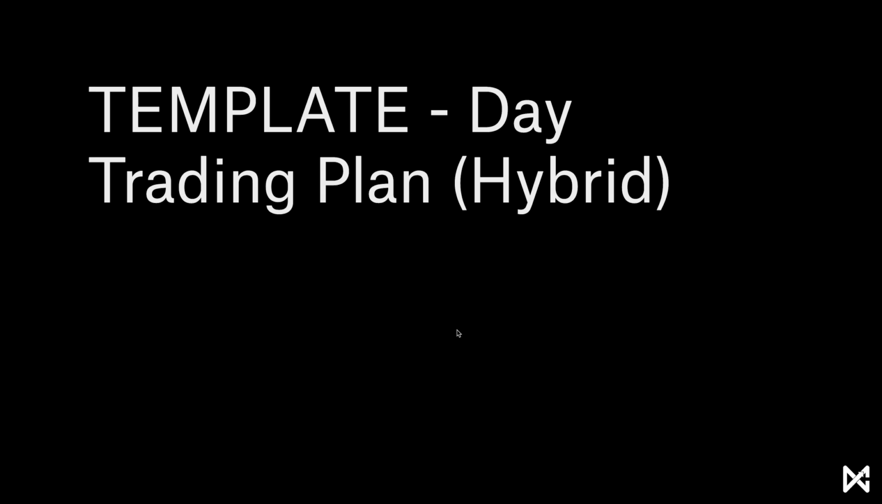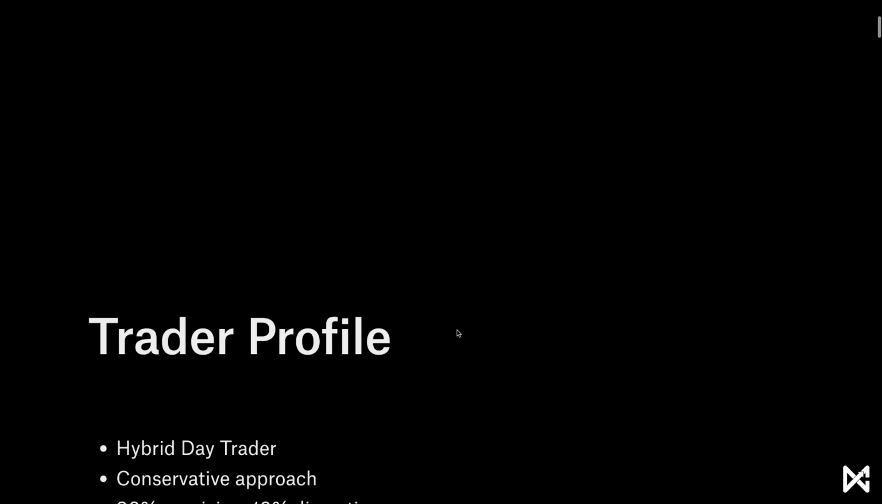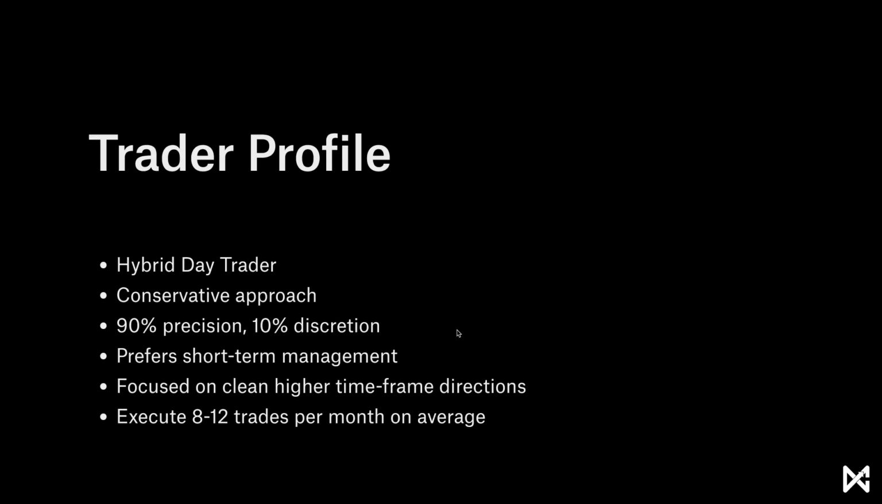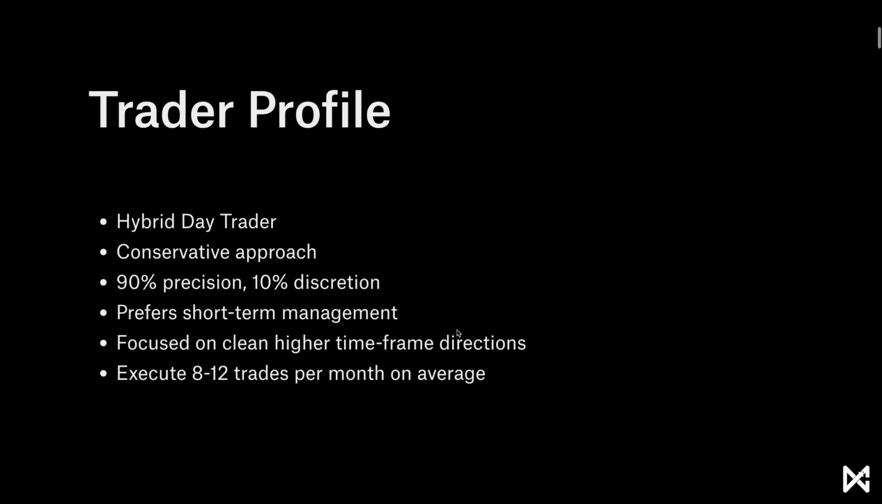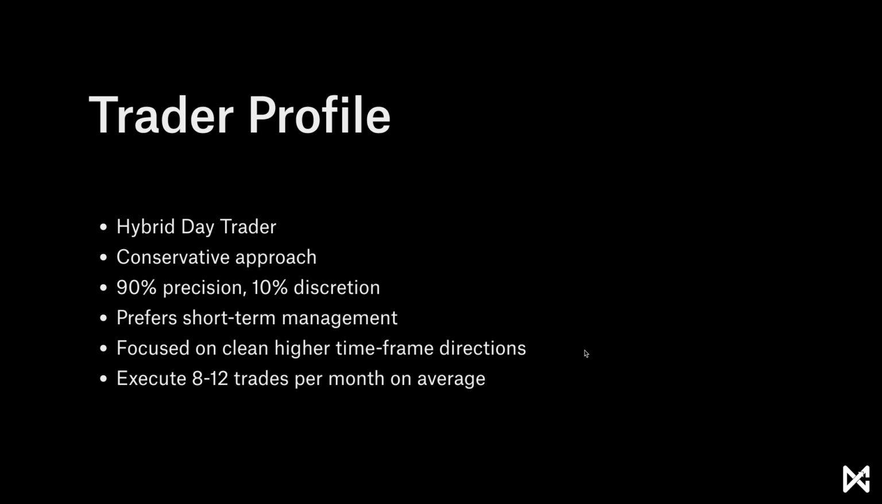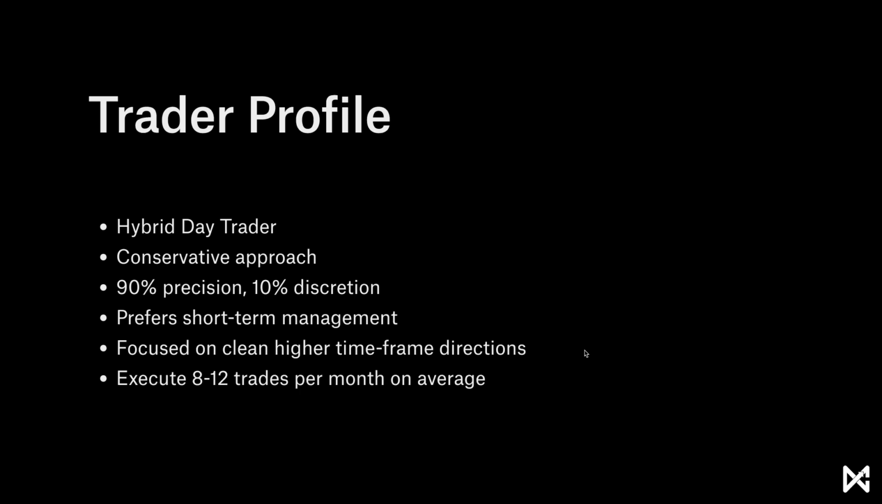So here we go, the day trading hybrid plan. First thing I'll start off talking about is the trader profile. This is a summary of what your trading plan is. So you simply summarize: I'm a hybrid trader with a conservative approach. I use 90% precision, 10% discretion. I prefer short-term management over long-term management. I focus on clean higher time frame directions, and I execute roughly 8 to 12 trades per month. So you literally summarize your trader personality.